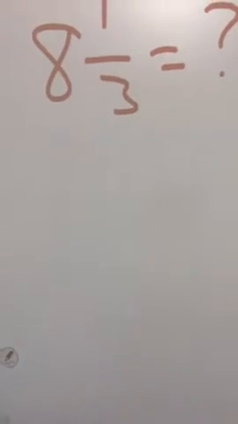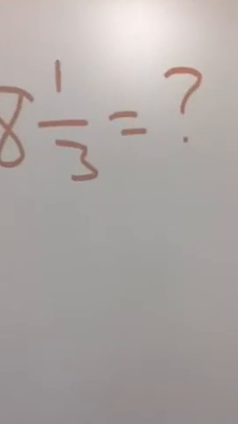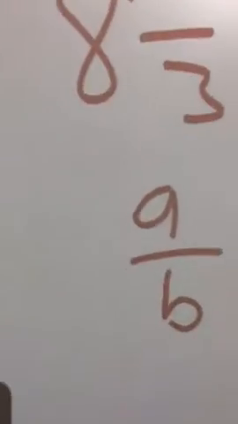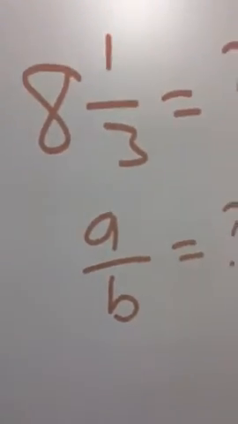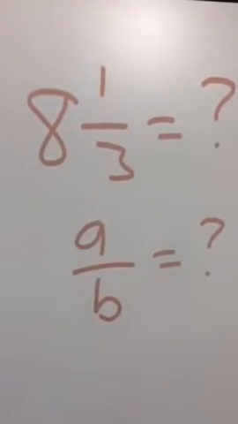Let's look at 8 1/3. For number 4, they ask us to write 8 1/3 as a rational number. It's already a rational number, but they want us to write it as a proper fraction, so a over b in that form. So I'm not going to use this example, because I'm going to give you the answer if I do that.